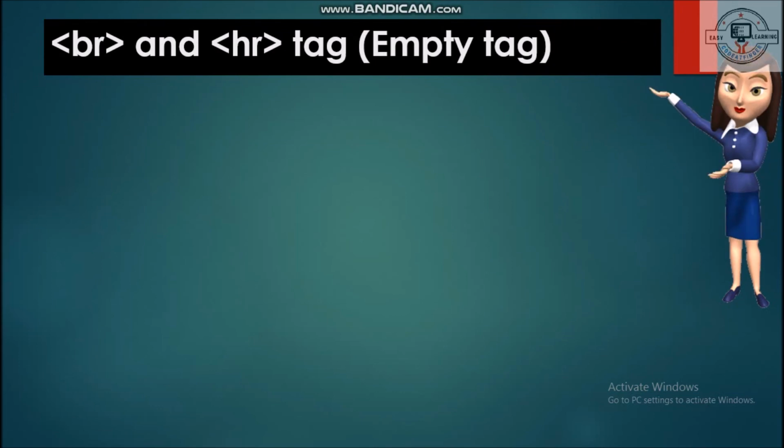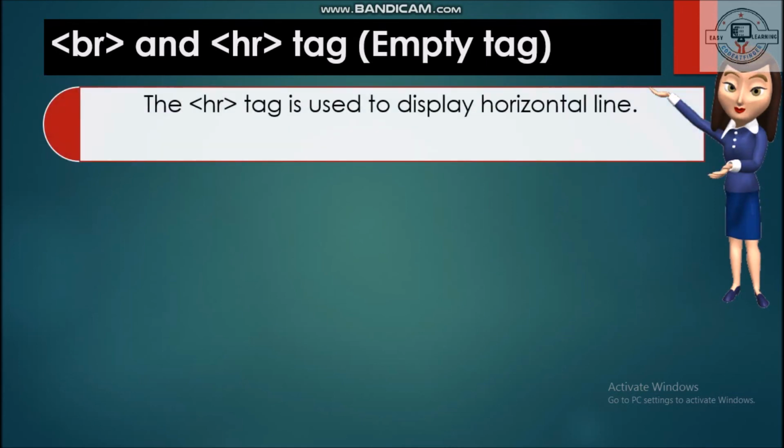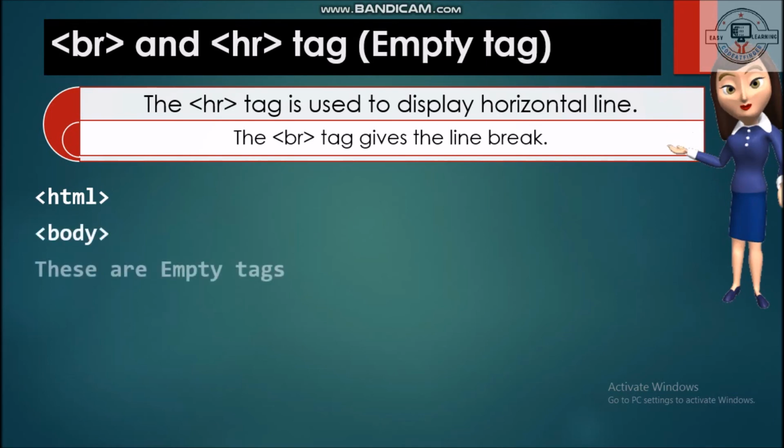Now just see another text also. These BR tag and HR tag, these are empty tags. That means they don't require any ending. HR tag is used to display the horizontal line. We will see it in the example and we'll understand it more. BR tag gives the line break. That means if we are taking a paragraph and inside the paragraph I am using BR, it will break the line and it will come to the next line, but it will not give the space like it was giving in the paragraph tag. Just look at the example.